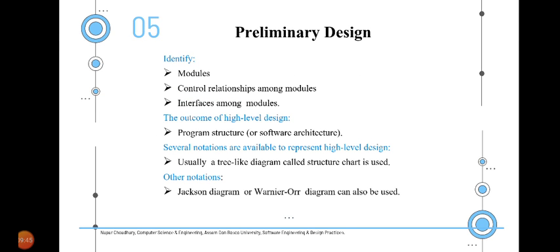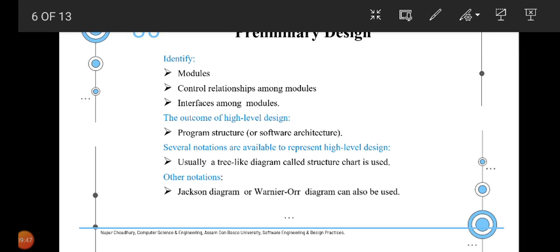Now, first of all, we will discuss the preliminary design. When we are talking about preliminary or high level design, as already mentioned, it should have the identification or the structure of the modules. Secondly, the control relationships among the modules, and third is the interfaces among the modules. So when we are talking about the project, we have to identify how many different types of modules we can break down the entire project into.